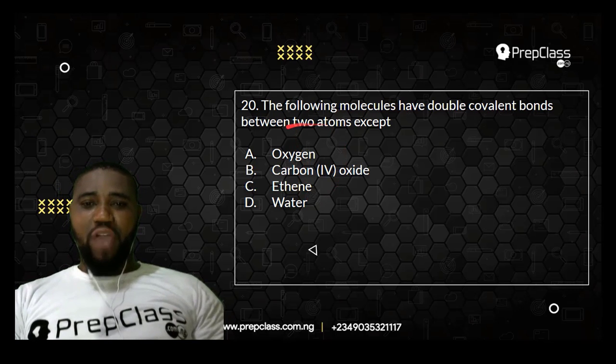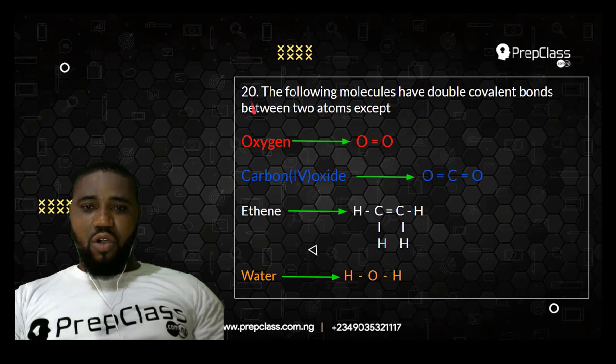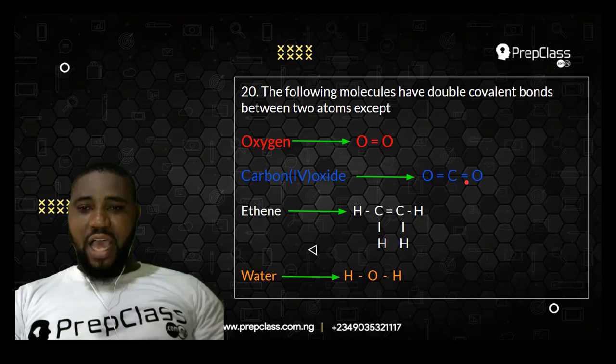Now the first thing you have to do is to try to draw the structure of these molecules. You can see the oxygen molecule. There is a double bond between the two oxygen atoms. They form the oxygen molecule O2. There's a double bond. Carbon dioxide: you can see there's a double bond between the carbon and each of the oxygen atoms. There's a double bond here, and another double bond here.